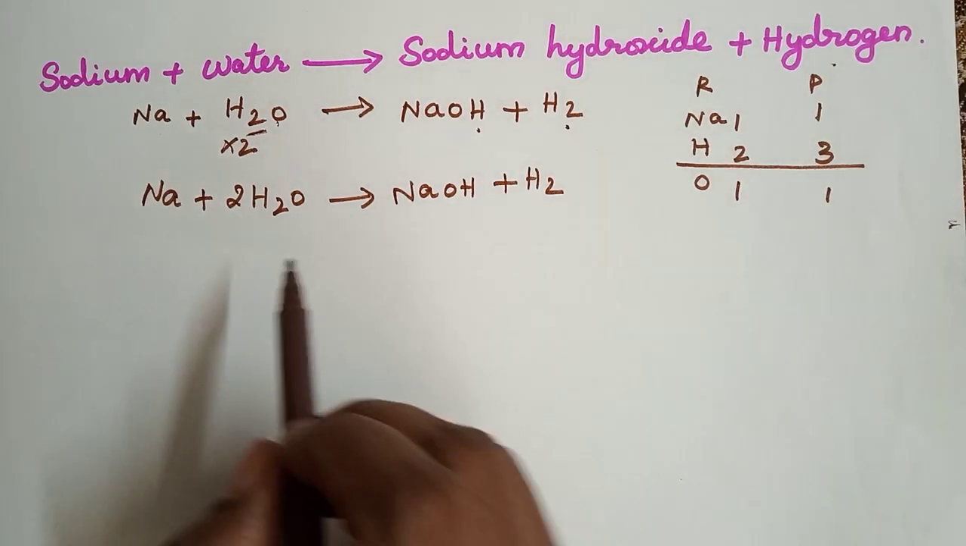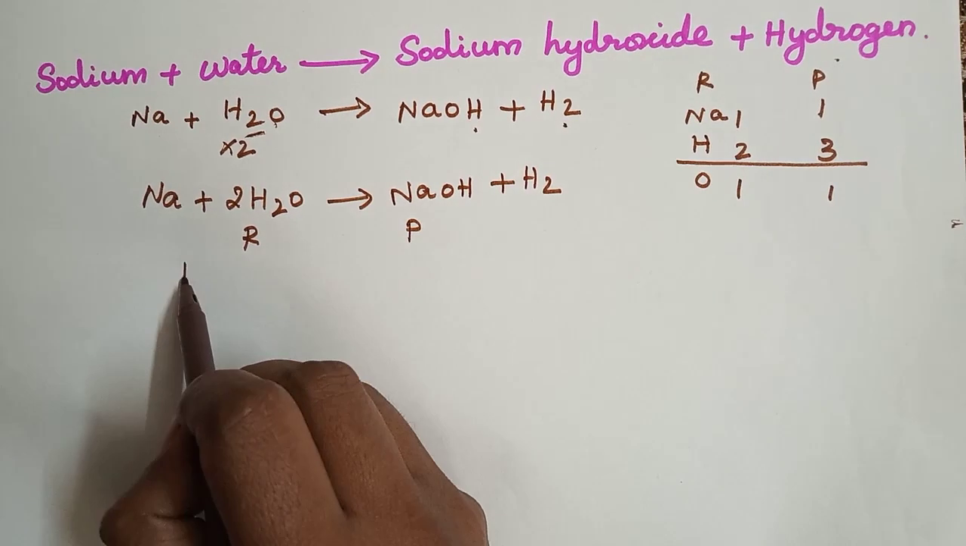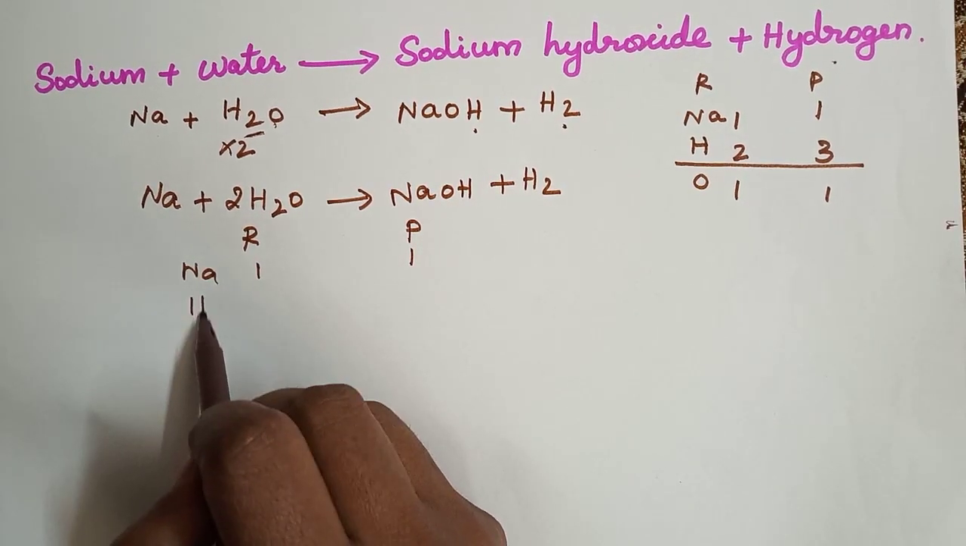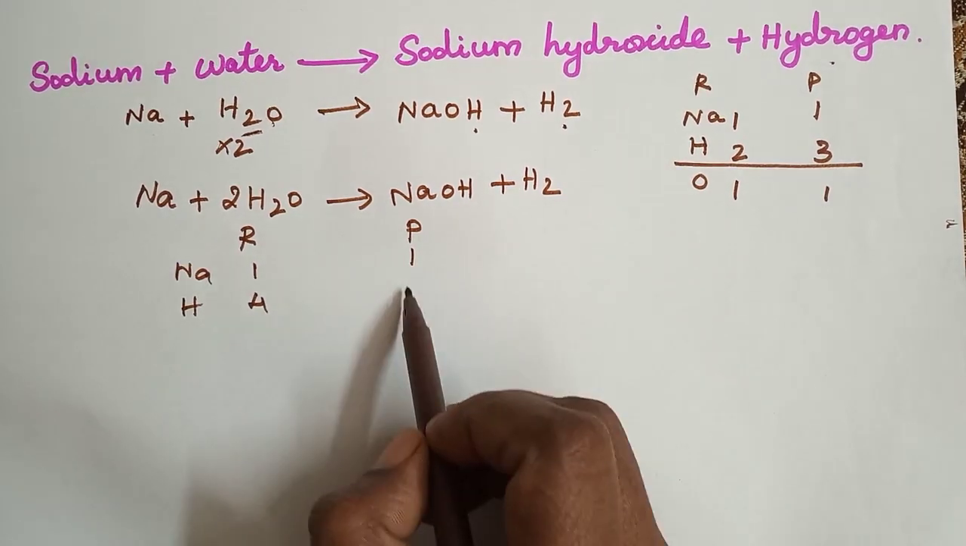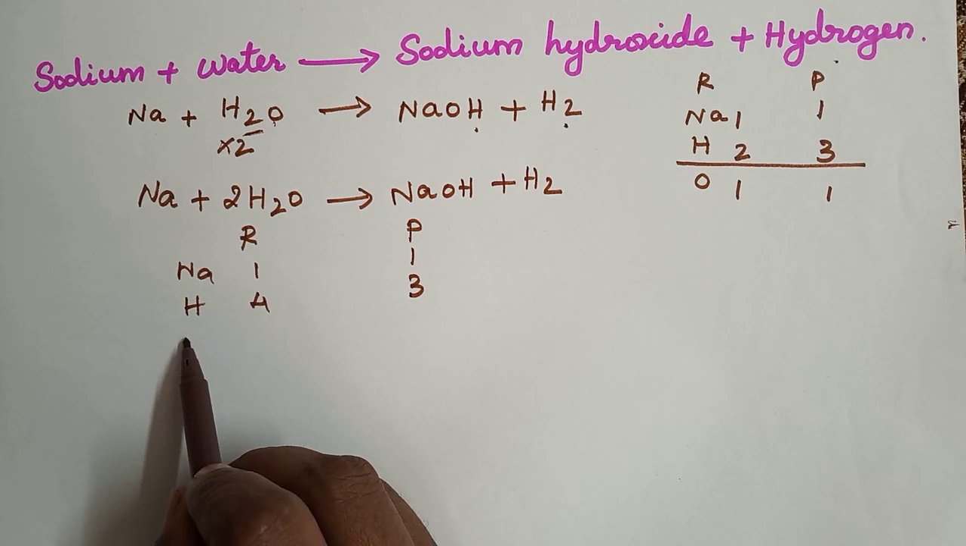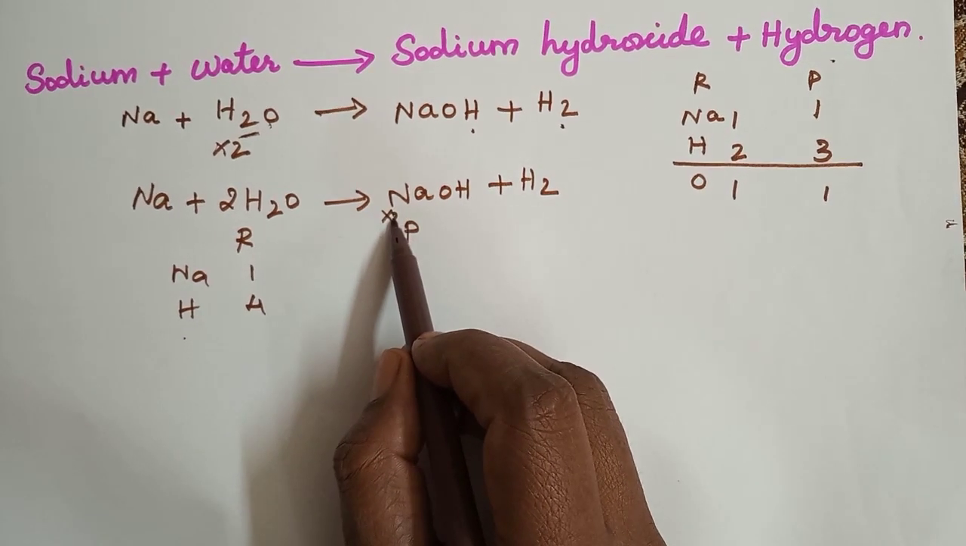We have to check this one. Reactant side, product side. Na how much? 1. 1. Hydrogen how much? Here 4. Here again 3 we have. Yes or no? So what we have to do, we have to multiply here with 2.